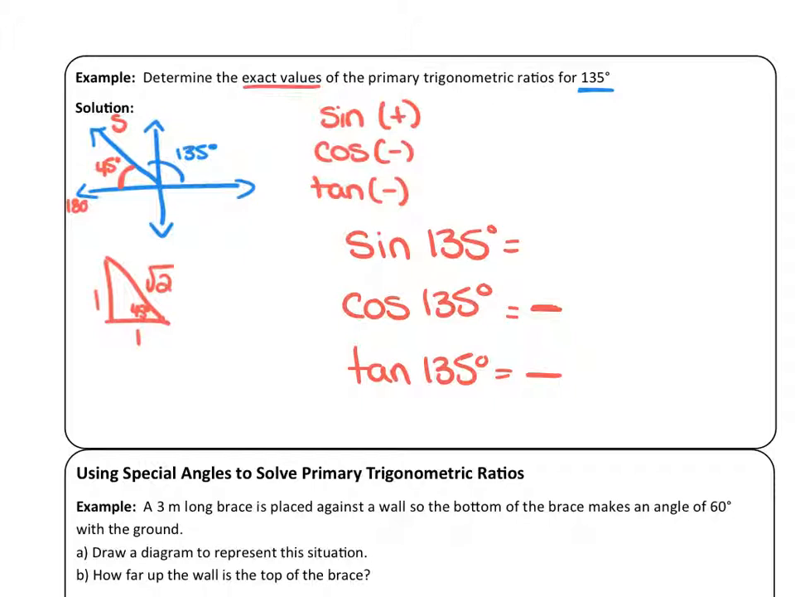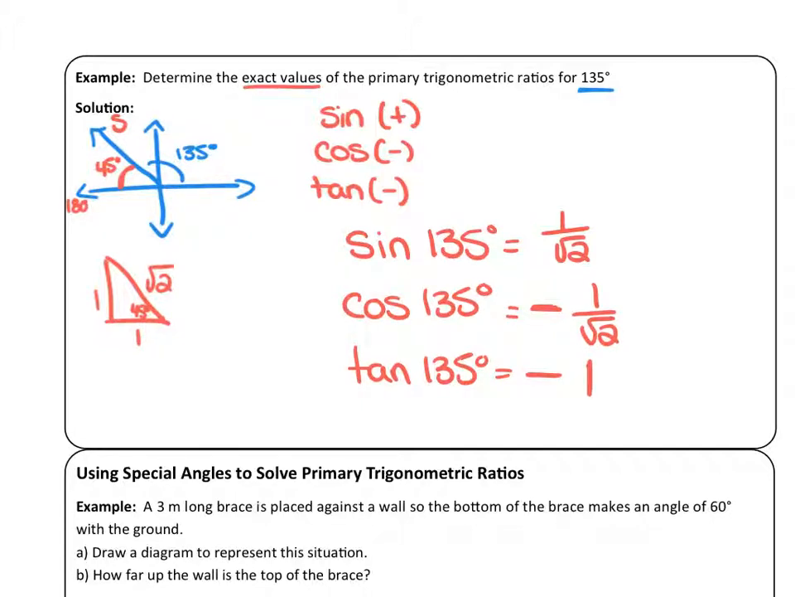So sine was 1 over root 2, and it's positive. Cos was 1 over root 2, but in this case, because it's in that quadrant, it's negative. So negative 1 over root 2. And the tan was 1 over 1, which just gave us 1. But in this case, because we're in that quadrant, it is a negative 1.